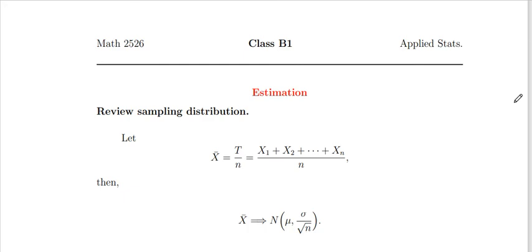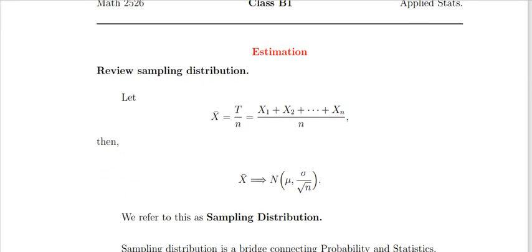Okay, so welcome to Math 2526. Last class we discussed the sampling distribution. The sampling distribution is about the sample mean. If we take a sample, then the sample's average, or sample mean, X bar, will follow this normal distribution.